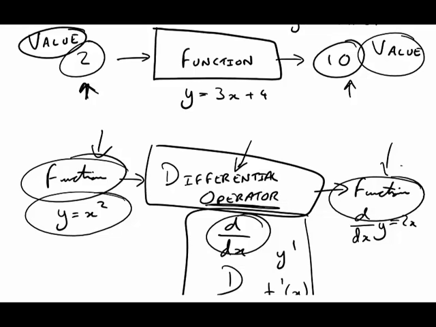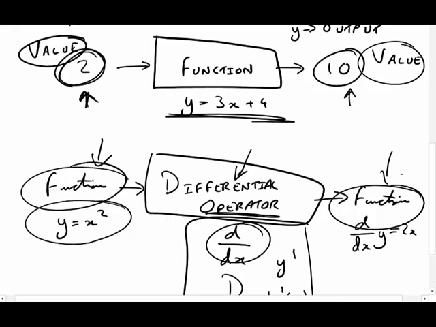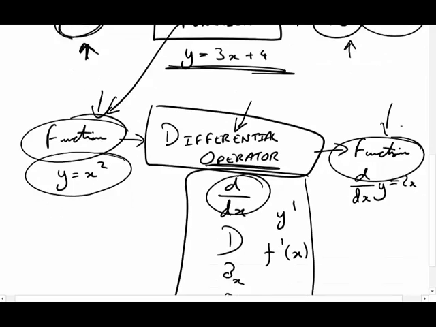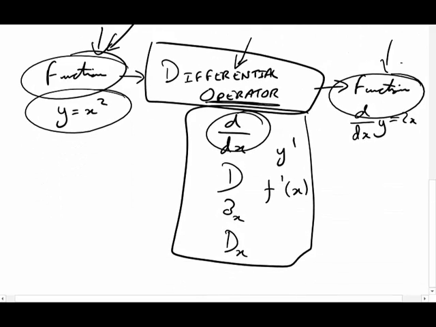So it's, if you like, a little bit layered. You start off with a value, and that's how you build your function. Now what we're doing is taking that function and differentiating it. So instead of just dealing with values, we're now dealing with functions. It's like we're adding another layer to the onion.